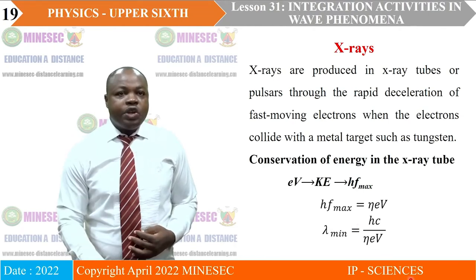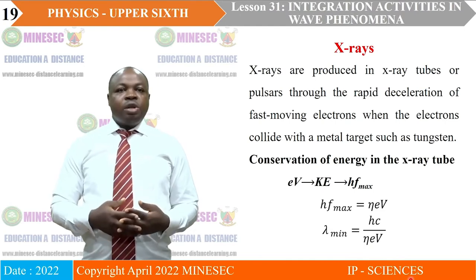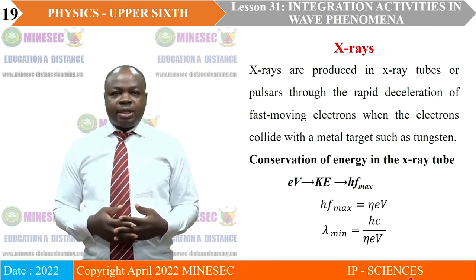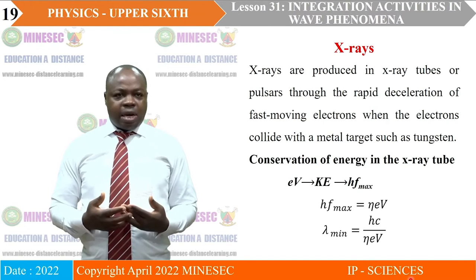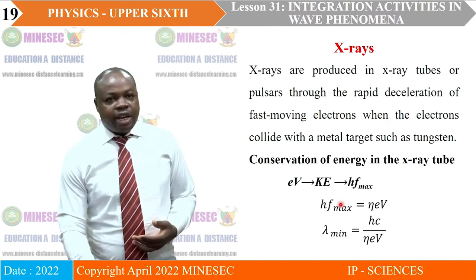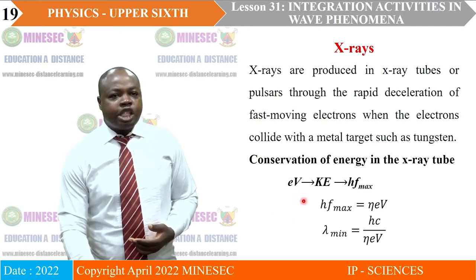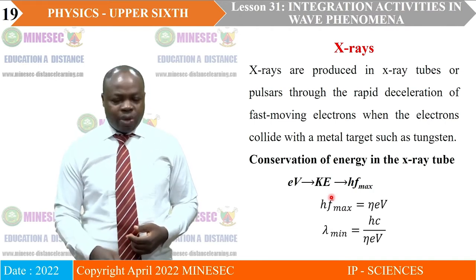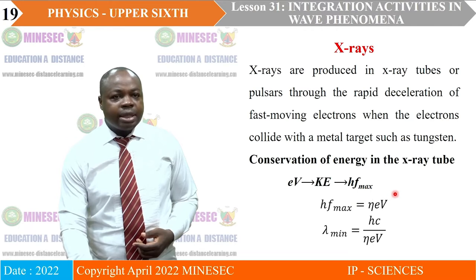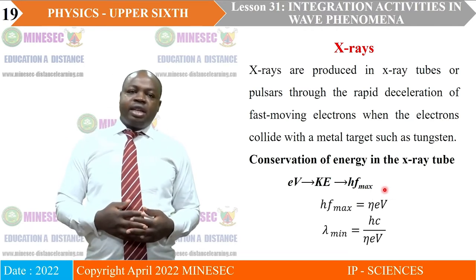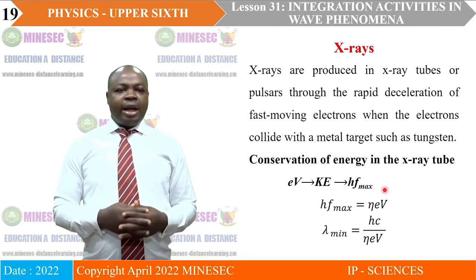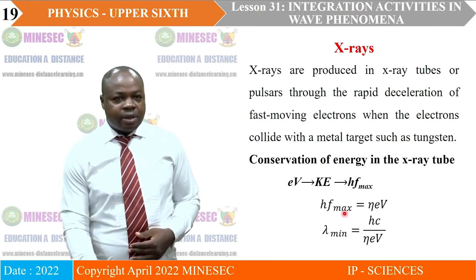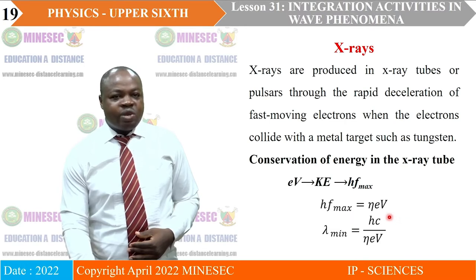Now, X-rays are produced in X-ray tubes, through the rapid deceleration of fast-moving electrons when these electrons collide with a tungsten target. The conservation of energy in an X-ray tube is that the electric potential energy provides the kinetic energy of the cathode rays or the electrons in the tube, and when the electrons collide with the tungsten target, they produce X-rays, and the quantum of X-ray has energy h f max, where f max is the maximum frequency. This final energy of the X-ray is related to the initial energy by h f max equals the efficiency multiplied by the electric potential energy.